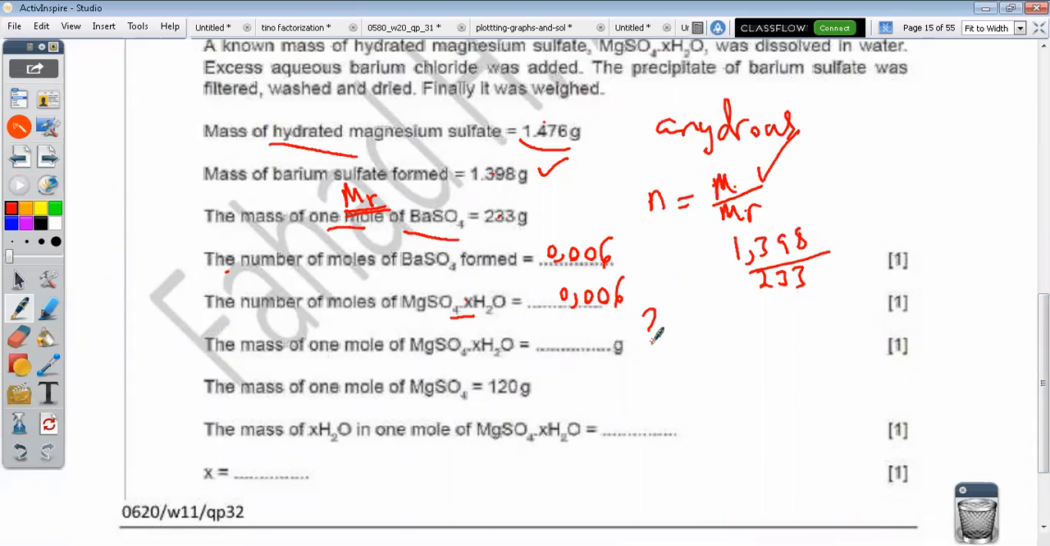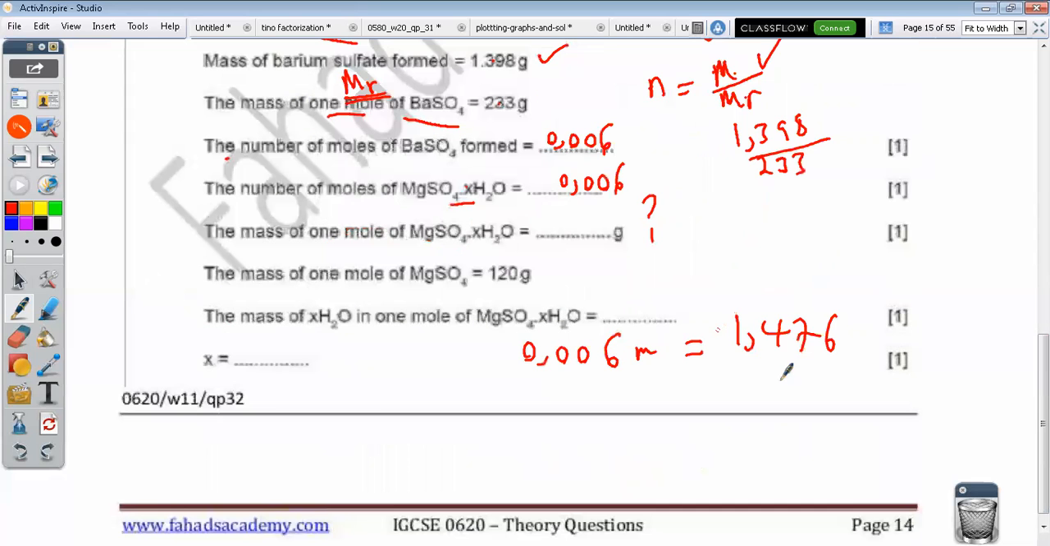Then this part is the only tricky part, where they say the mass of one mole of this. Look at this. Now 0.06, follow me, moles of magnesium sulfate is from what mass? It is from hydrated magnesium sulfate, 1.476. 0.06 moles is giving us that mass. So the question is, one mole will give us what mass? Or X, if you want. I'll do the cross multiplying like I was doing. So we get 0.06X is equal to 1 times that, 14.76. Divide both sides by 0.06.